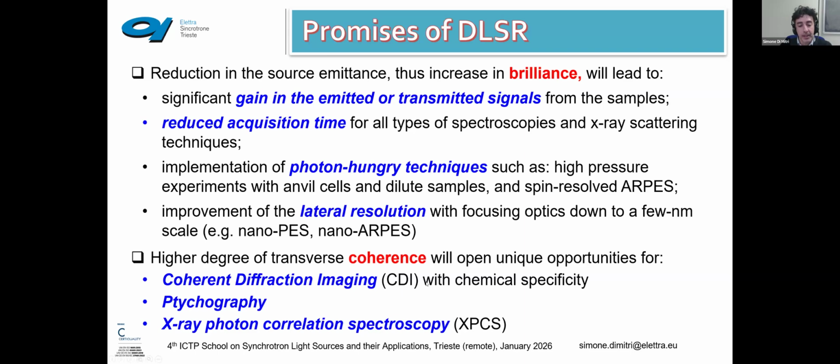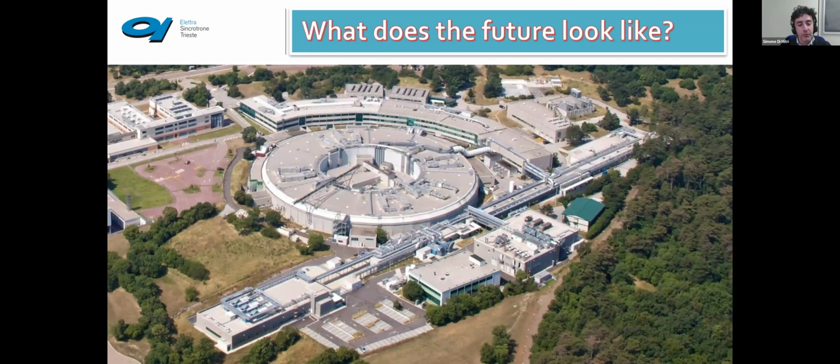So typically, the experimental techniques which are gaining more from the fourth generation are those implementing coherent diffraction imaging, ptychography, which is another way of processing diffraction imaging results, and X-ray photon correlation spectroscopy. But again, spectroscopy is also another technique gaining from this kind of source in a less obvious way.